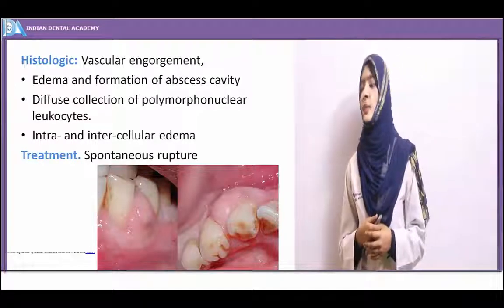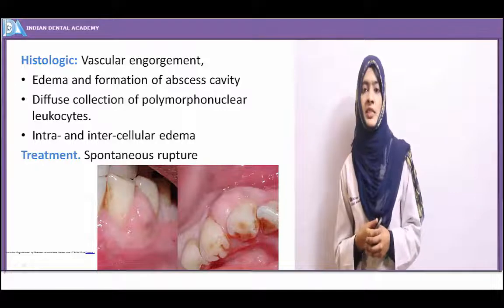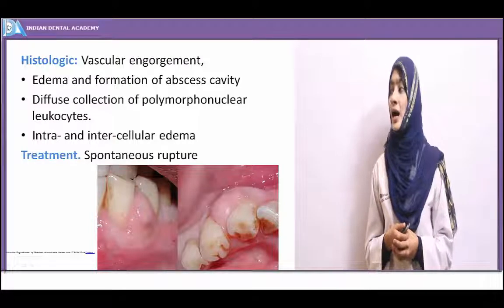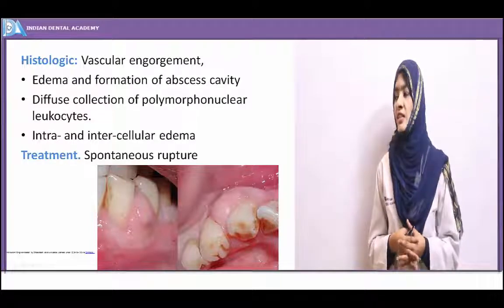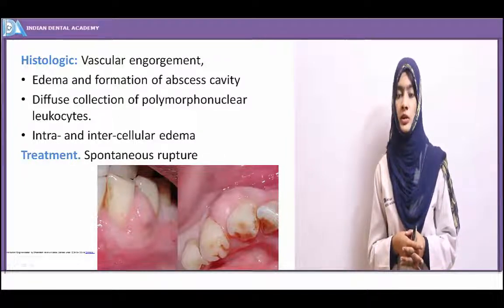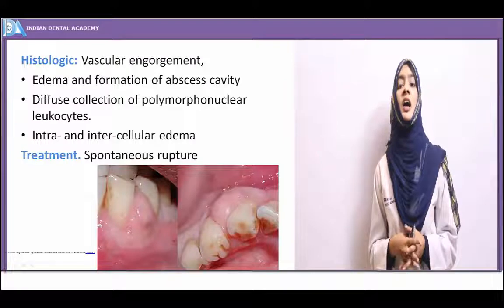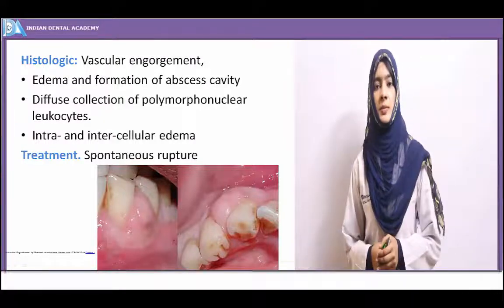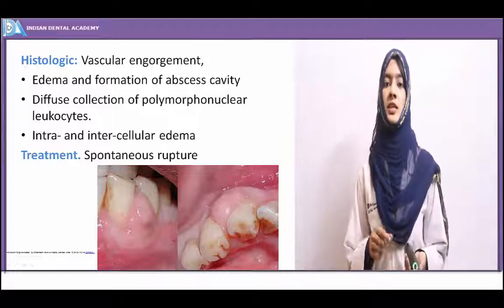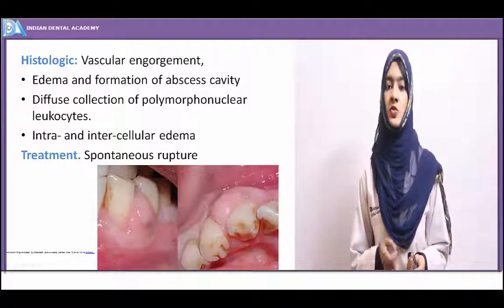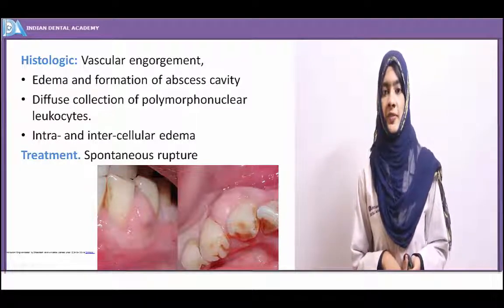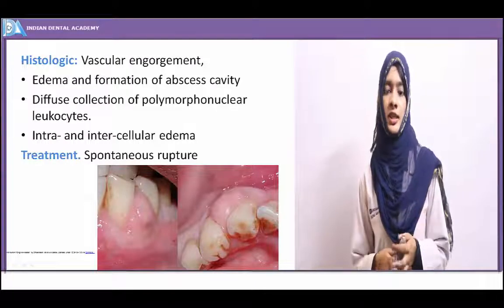When you see the microscopic picture, it's one of inflammation. Inflammatory cells are present, the capillaries are enlarged, and edema and formation of an abscess cavity is seen, which is lined by a wall, and there is diffuse infiltration of polymorphonuclear leukocytes, lymphocytes and plasma cells. Treatment for gingival abscess is nothing but spontaneous rupture. So once you insert a probe into the gingival sulcus, it releases the pus from the interdental surface or the surface of the gingival abscess, and leads to reduction in the clinical symptoms.